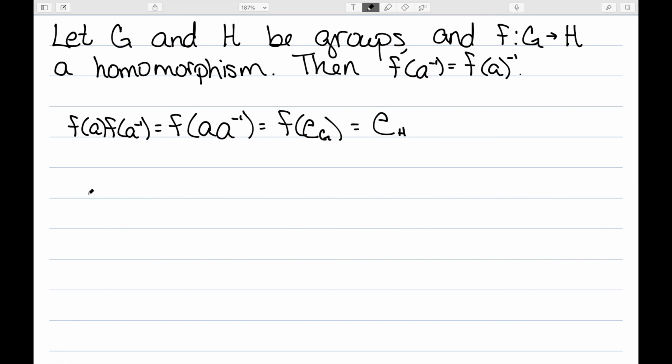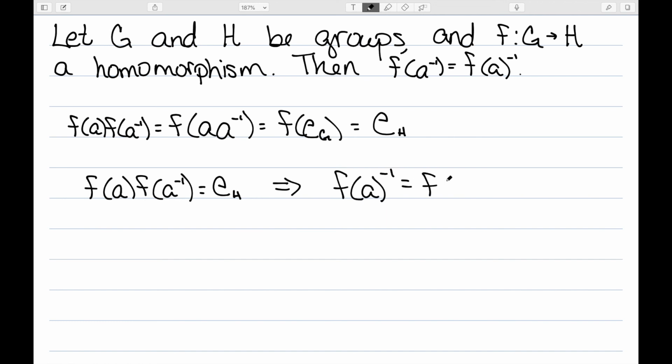Well, we know that if 2 elements multiply to give me the identity, that implies that they are inverses. So F of A inverse must be equal to F of A inverse. And I have my result.